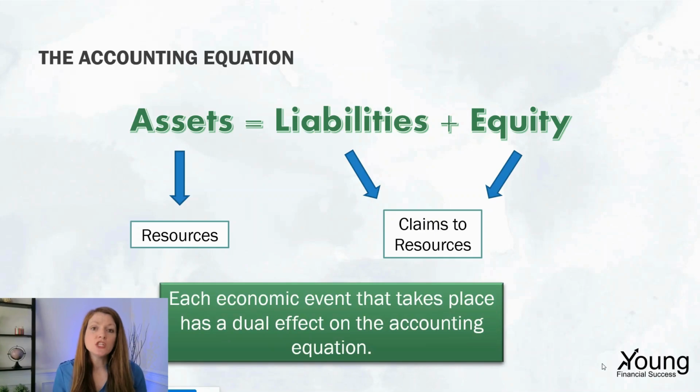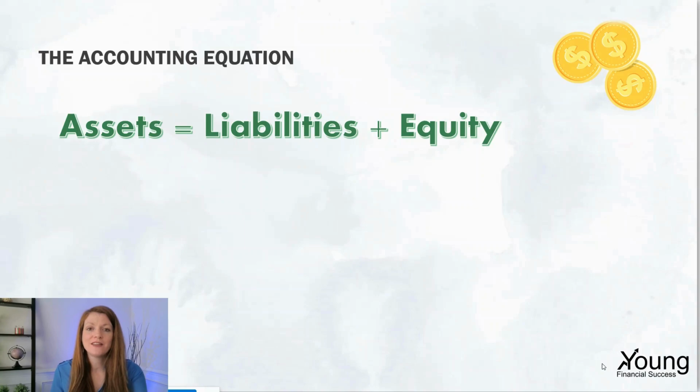So each and every transaction or economic activity event that happens to a company is going to have an effect on the accounting equation. And of course, it has to stay balanced. It has to stay equal. The assets have to equal the liabilities plus equity. So what we're going to do is look at a fake company that I made up, and we're going to go through several transactions just as a reminder of how they affect the accounting equation.